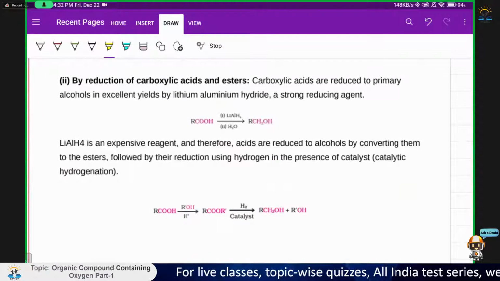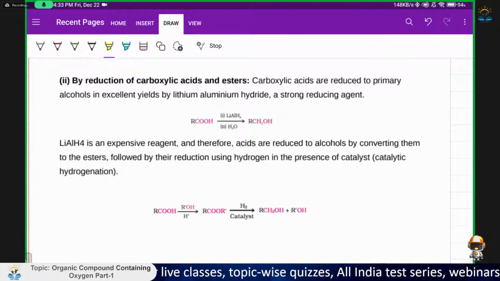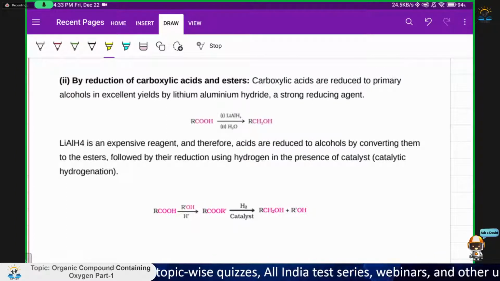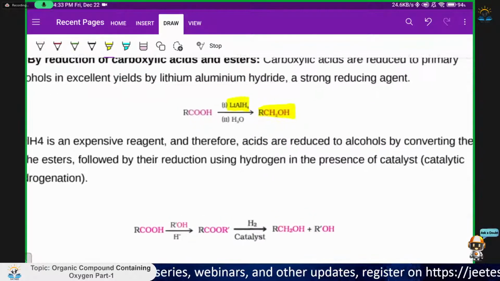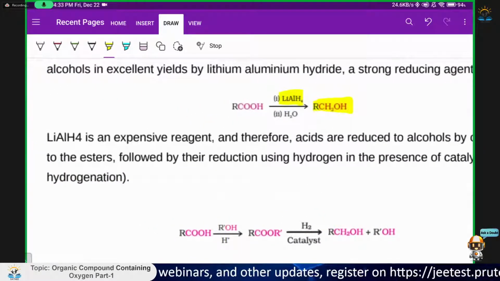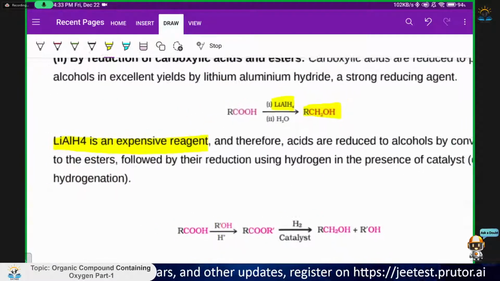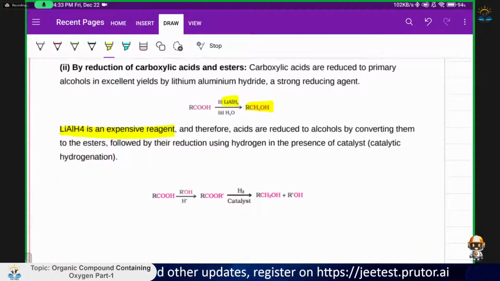Now, by reduction of carboxylic acids and esters. Carboxylic acids are reduced to primary alcohols in excellent yields by lithium aluminum hydride, a strong reducing agent. So, when carboxylic acids are reacted with lithium aluminum hydride, we get a primary alcohol. But we know that lithium aluminum hydride is an expensive reagent. So, commercially, carboxylic acids are not reduced in this manner.